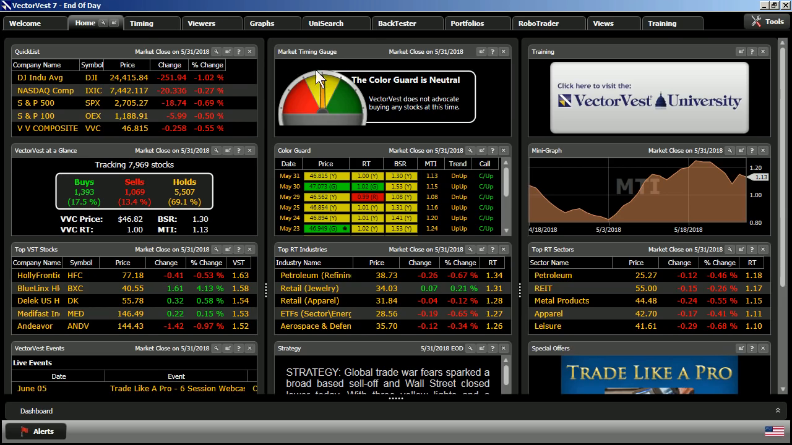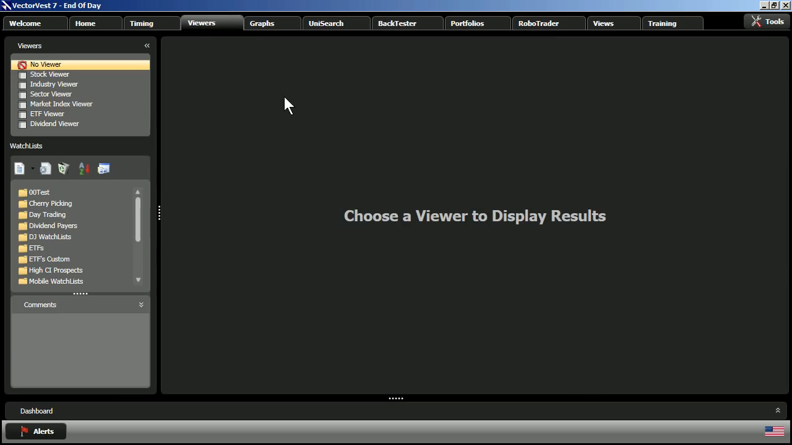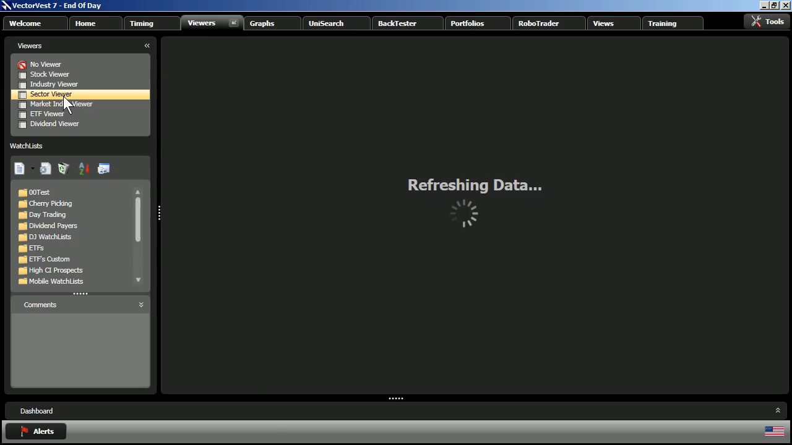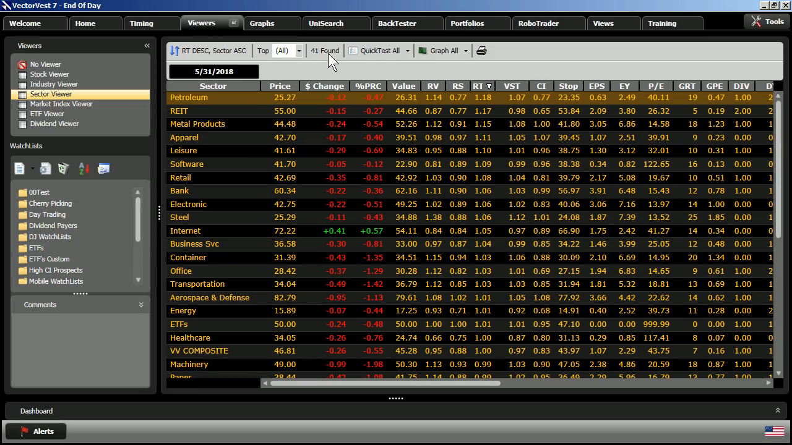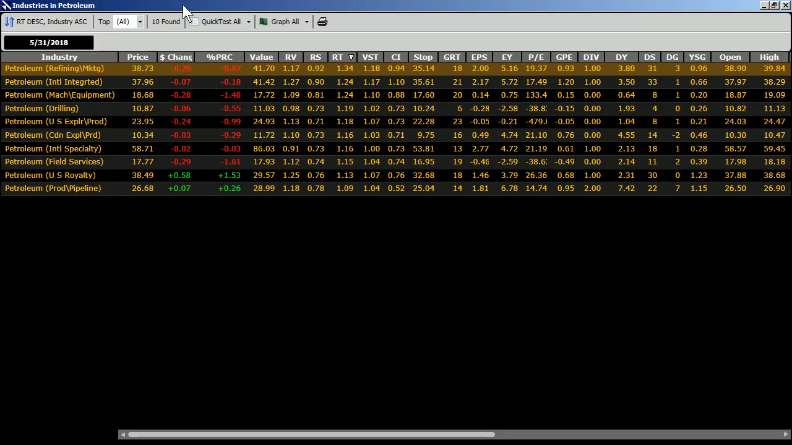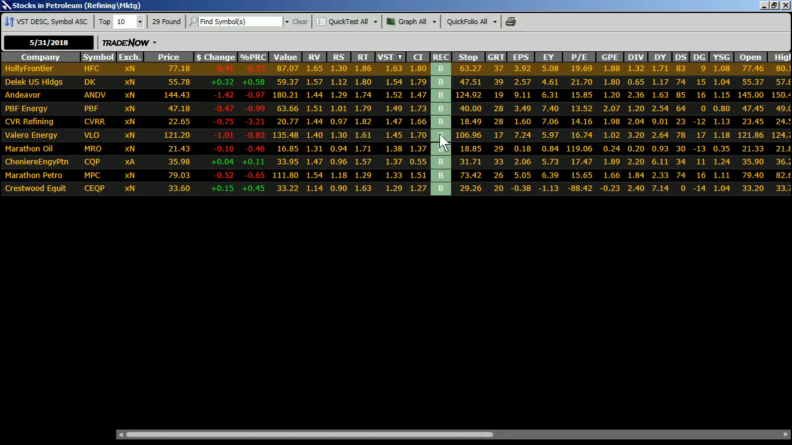From the VectorVest homepage, we'll come to the top of the screen and click on the Viewers tab. And the viewers we'll be working with today are the Stock Viewer, the Industry Viewer, and the Sector Viewer. Now remember, when we looked at our segmentation model, the broad market was first broken into sectors. And we see that there are 41 sectors in the VectorVest database. If I double-click on the petroleum sector, I drill down into the sector and I can see the petroleum sector is broken down into 10 industries. If I double click on an industry, I can drill down to the component stocks within that industry.